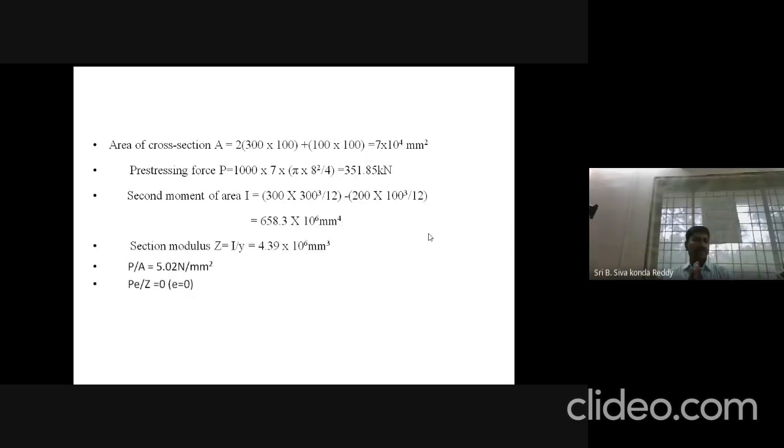Section modulus. For a symmetrical section, this is given by I by Y. This would be the same for ZB and ZT, given as I by Y, where Y would be D by 2. The total depth is 300: 100, 100, 100, 300. So I by Y: I is 658.3 into 10 power 6 by 150, which comes to 4.39 into 10 power 6.